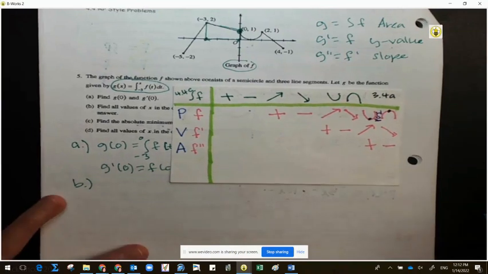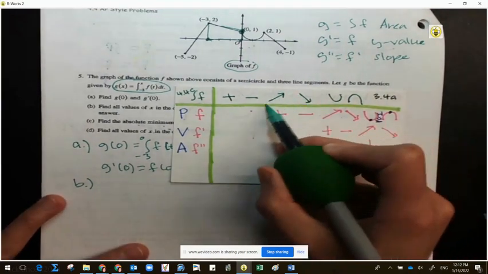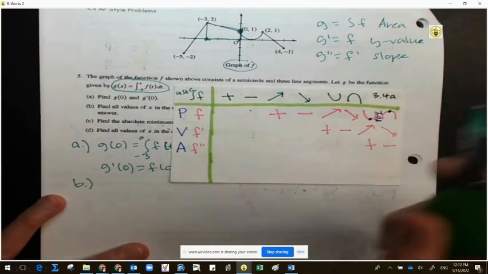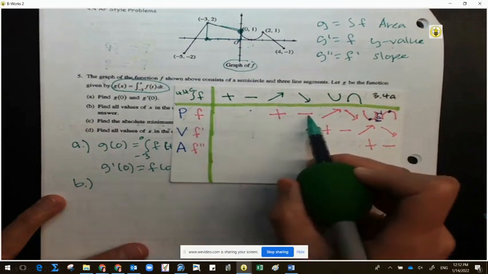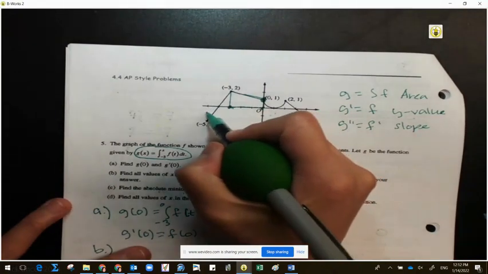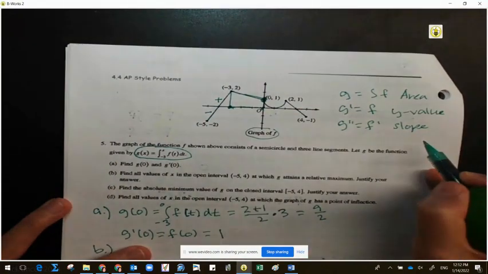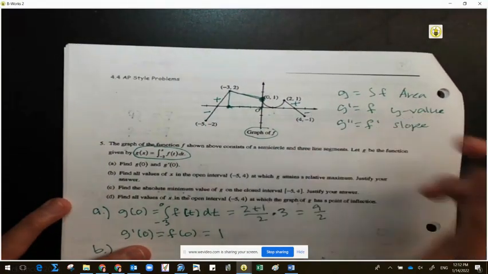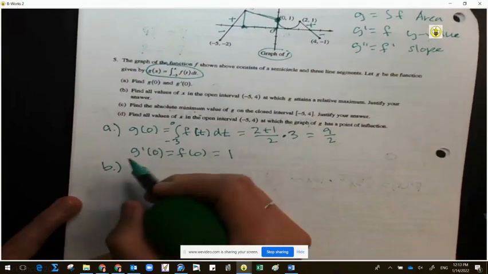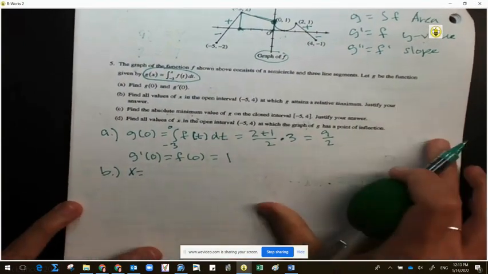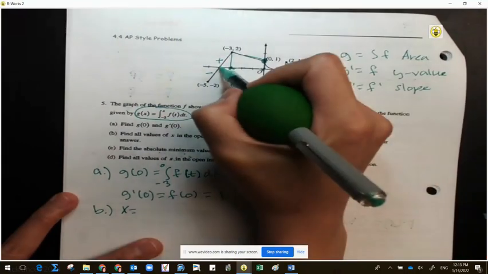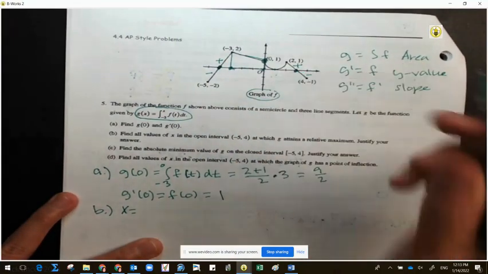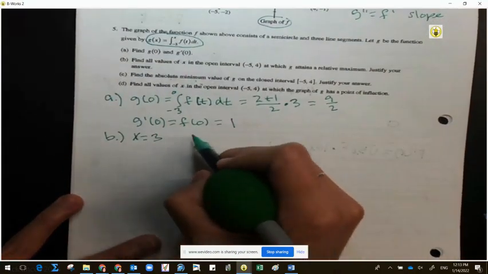All right, so relative maximum. Would you agree that a relative maximum happens when the function is going from positive to negative? So let's look at our situation here. Right here it is negative, and then we have positive, then we have positive to negative. So which one is going from positive to negative, at negative 4 or 3? 3. And you have to give the reasoning.